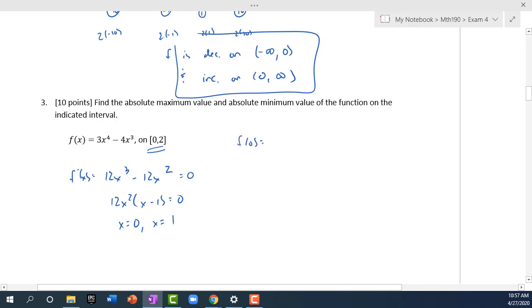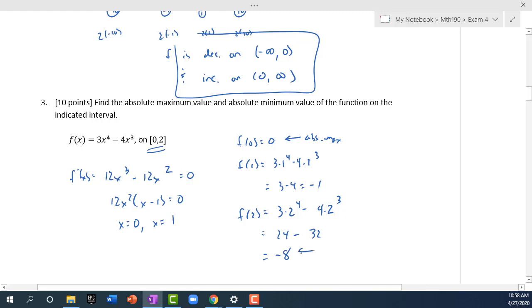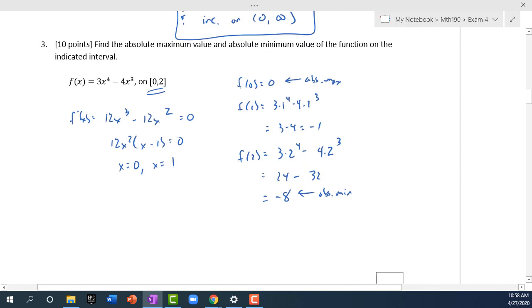All right, so let's test f of 0. That's 0. F of 1, 3 times 1 to the 4th minus 4 times 1 cubed. 3 minus 4, that's negative 1. And then f of 2, 3 times 2 to the 4th minus 4 times 2 cubed. 3 times 8 is 24. 8 is 32, so that's negative. Is that negative 8? So it looks like absolute max will be here, and absolute min here. Interesting. I think I want to graph this one too.